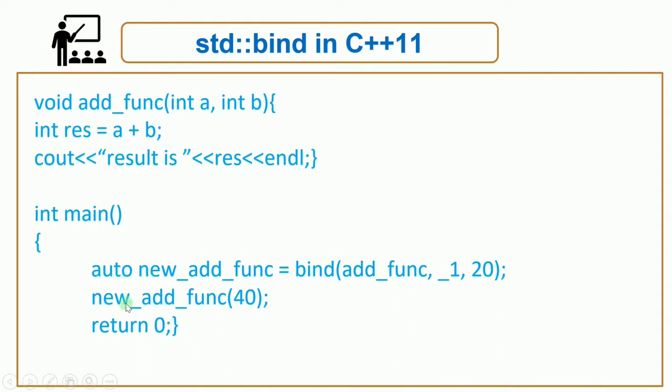Then this function, new_add_func, is the function itself. Since bind takes the input function and returns a new function by the name new_add_func, you can see here we are calling that function, and we are passing only one argument.